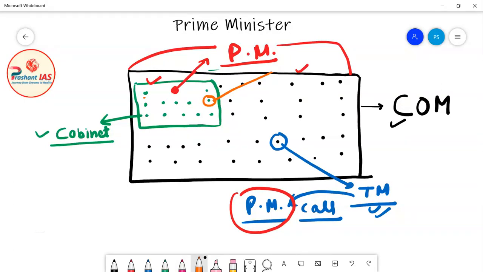Okay, so this is a minister, and let's suppose he is related to the defense ministry. So he is the defense minister of India. Now friends, let's suppose he has taken a decision regarding his ministry. For example, let's suppose he wants to spend 1000 crore rupees for guns. As he is the defense minister, he is responsible for the defense of the country, so he wants to spend 1000 crore rupees for guns.